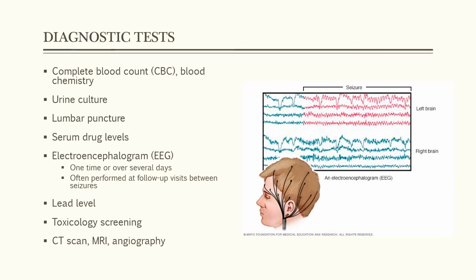An example of what an EEG reading looks like can be found in your textbook on page 761 or figure 11-15. A lead level toxicology screening and radiologic tests such as a CAT scan or MRI and angiography may be performed to identify cerebral lesions or metabolic disorders in the brain.